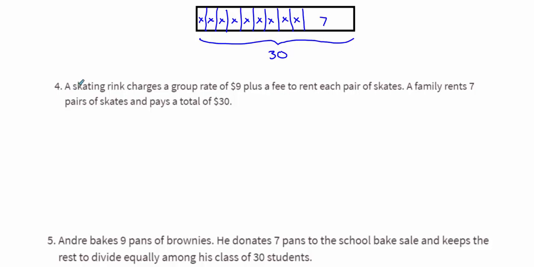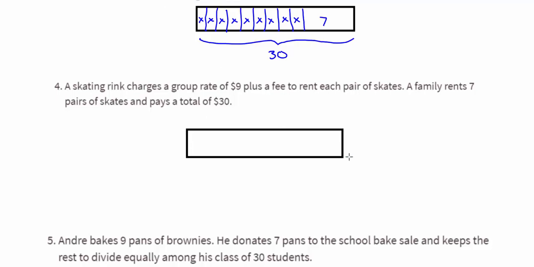Number 4. A skating rink charges a group rate of $9 plus a fee to rent each pair of skates. A family rents 7 pairs of skates and pays a total of $30. So I'm going to make my tape diagram. So that represents the total amount that they pay, which is $30, right?